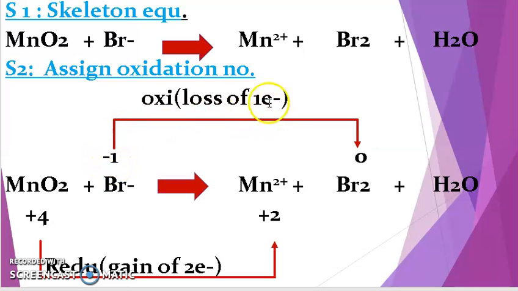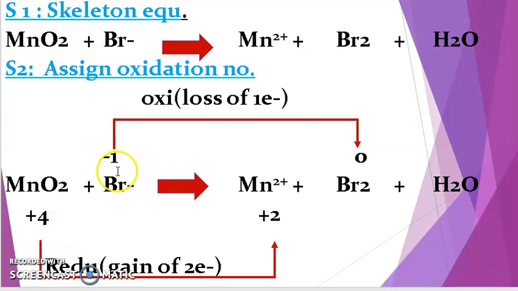There is a loss of 1 electron, so that only we got Br2 here. Okay, this is the way you have to write in the second step. We have to assign the oxidation number. First we have to write the skeleton equation. Then second, we have to write the oxidation numbers, how the oxidation is happening, how the reduction is happening.